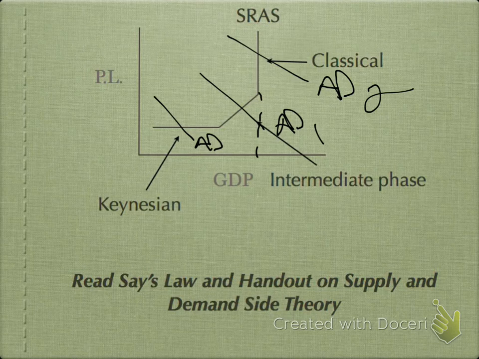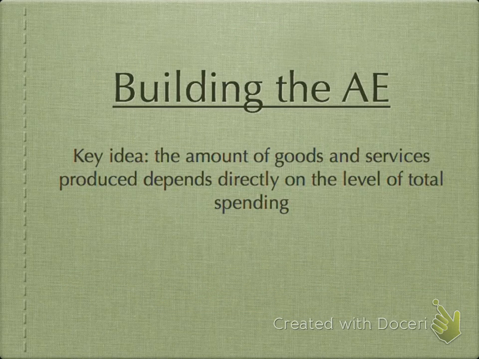Here I have Reed Say's law handout on supply and demand theory. That is in your packet. I would like you to read it. It'll only take a couple minutes. So the key idea, we'll do this rather quickly. The amount of goods and services produced depends directly on the level of total spending, right? Aggregate expenditures. That's the key idea.